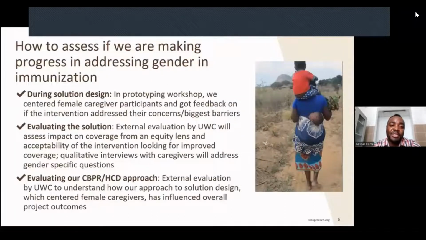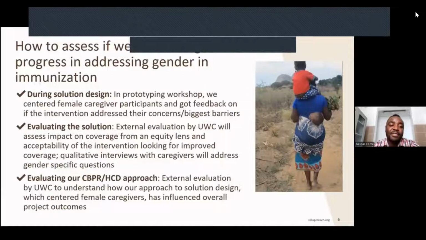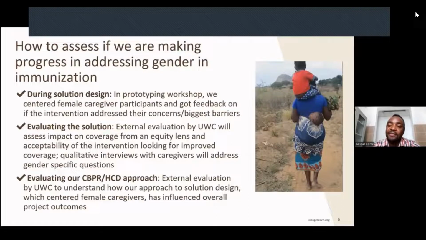And so now the big question: how do we assess if we are making progress in addressing gender in immunization? We have three strategies here. One is that during solution design in the prototyping workshop, we centered female caregiver participants and got feedback on whether the intervention addressed their concerns or not. Basically, we brought caregivers from the two districts of the state and involved them in the co-creation phase to ensure that the solutions we are designing address their specific gender barriers.